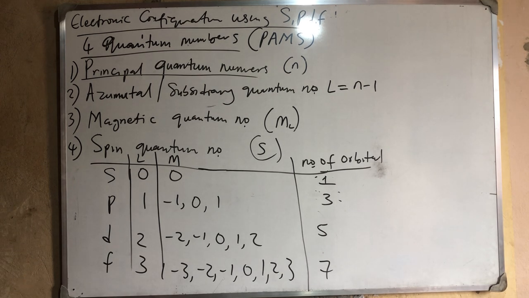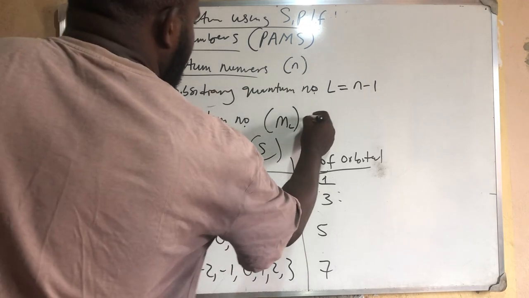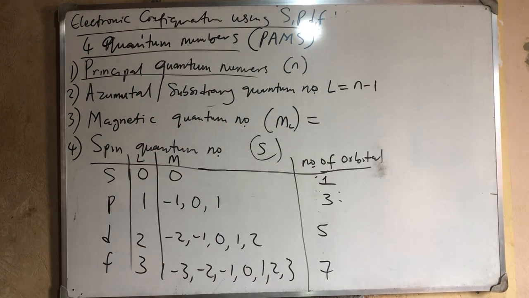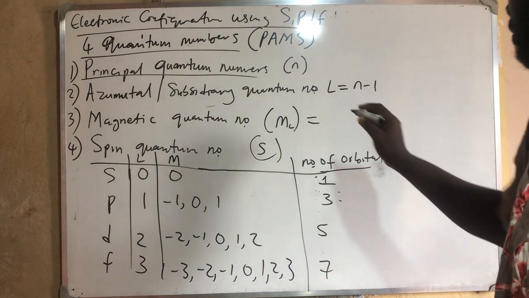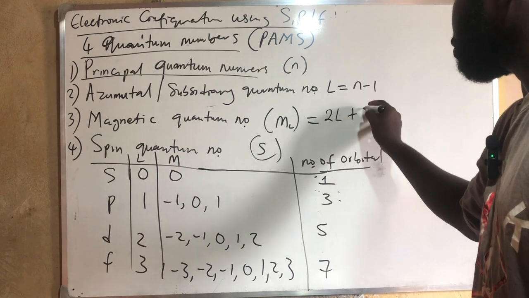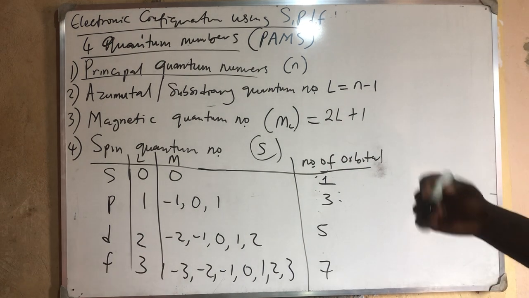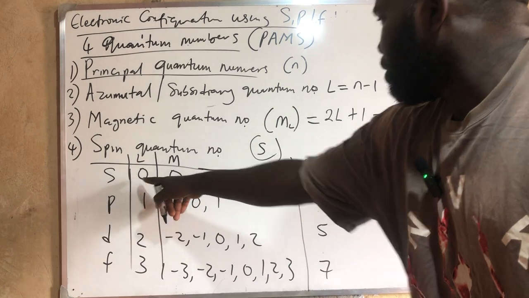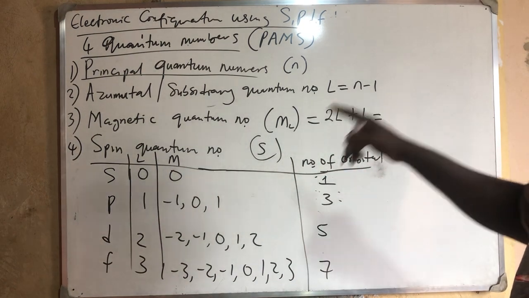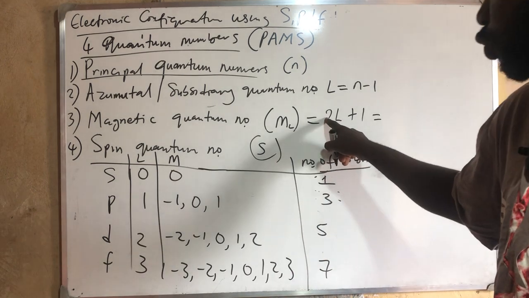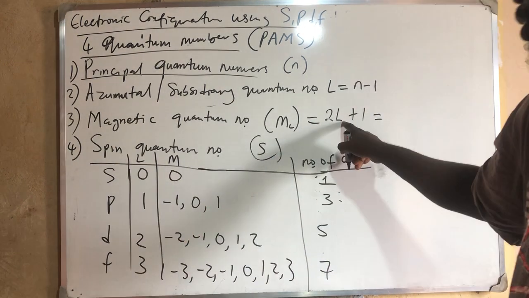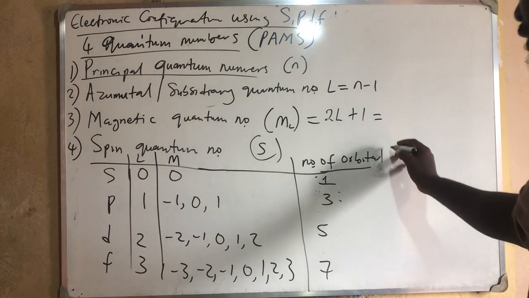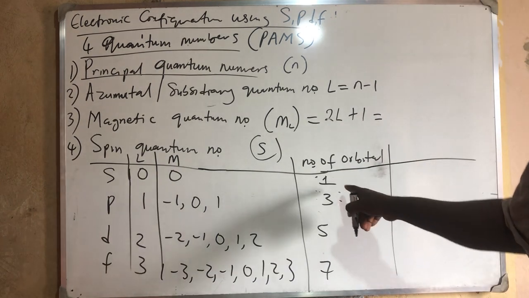Now, if you look at this, you see that this one is related to L by what? I think it is 2L plus 1. Let's check it out. So this is equal to what? 2 times 0 is 0. 0 plus 1 is 1. We've gotten this one. 2 times 1 is 2, plus 1 is 3. So let us check it for the first one.